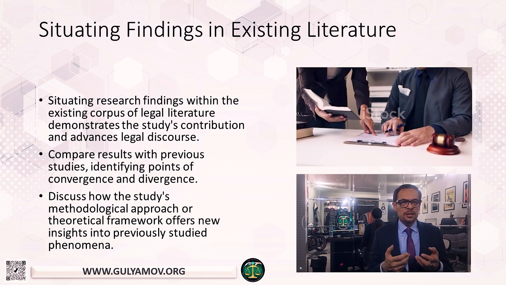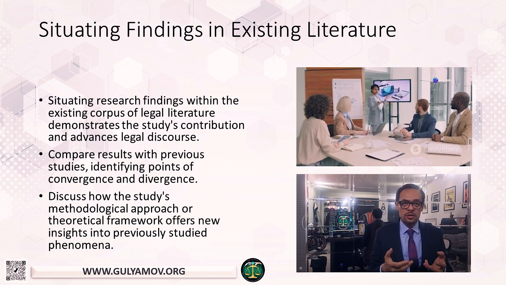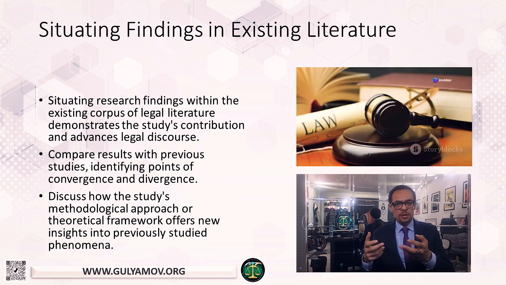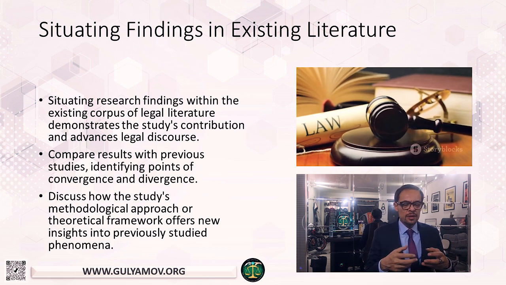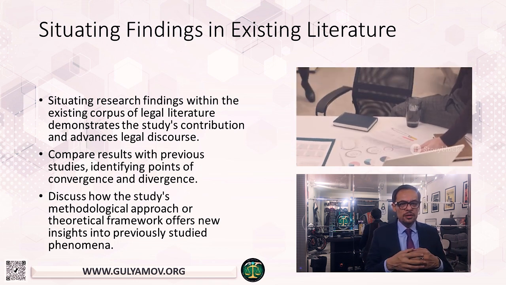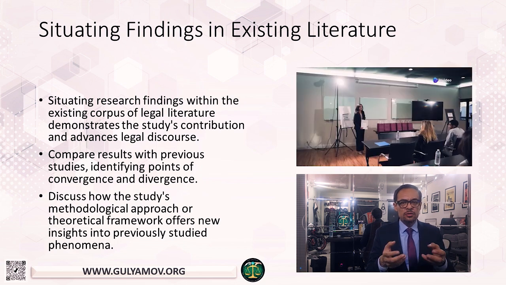For example, our findings on judicial decision-making in intellectual property cases align with Smith's 2018 observations but diverge from Jones' 2020 conclusions, potentially due to methodological differences. Highlight the novelty of contributions judiciously, balancing confidence with humility.